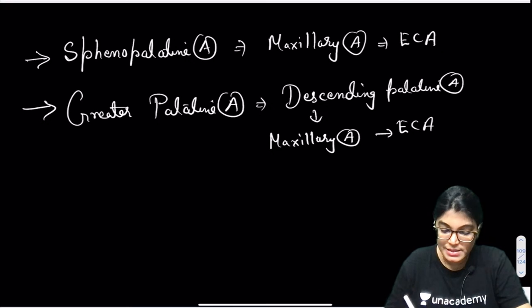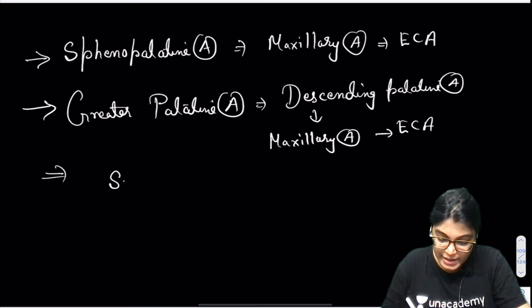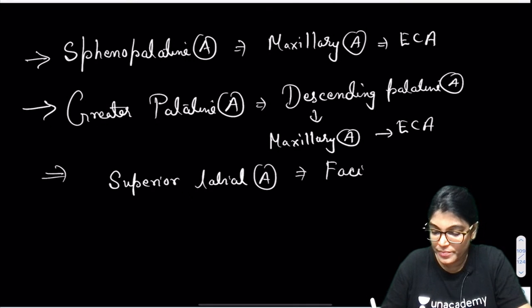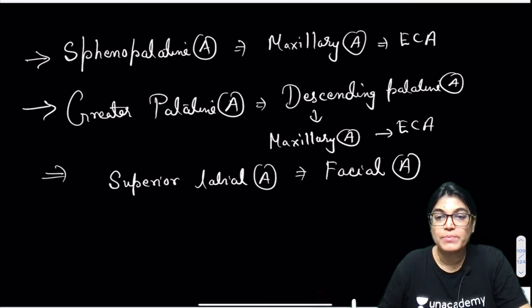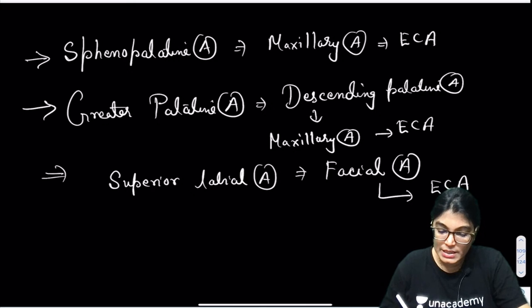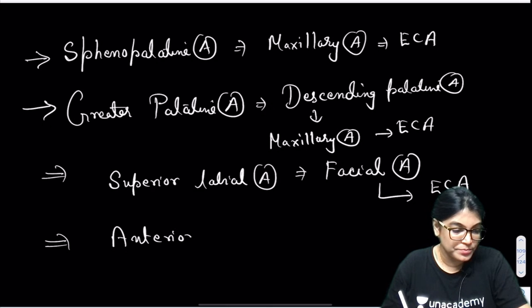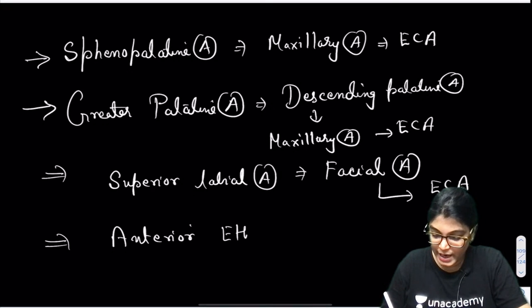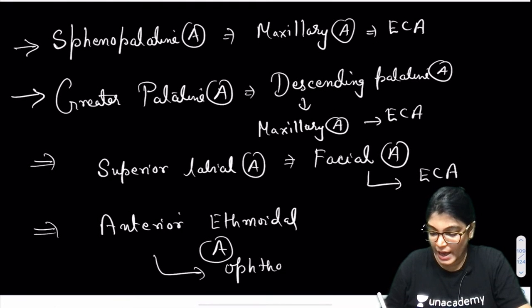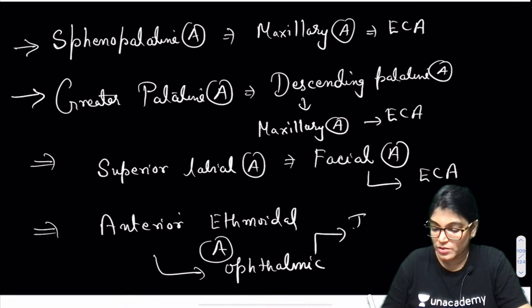Now let's move on to the next. So what was the other option? That was the superior labial artery. The superior labial artery is a branch of the facial artery. And this facial artery is a branch of which artery? The facial artery is a branch of, again, the external carotid artery. What was the other option? Superior labial we have done. Then the other option was the anterior ethmoidal artery. It is a branch of the ophthalmic artery. The ophthalmic artery is a branch of the internal carotid artery.